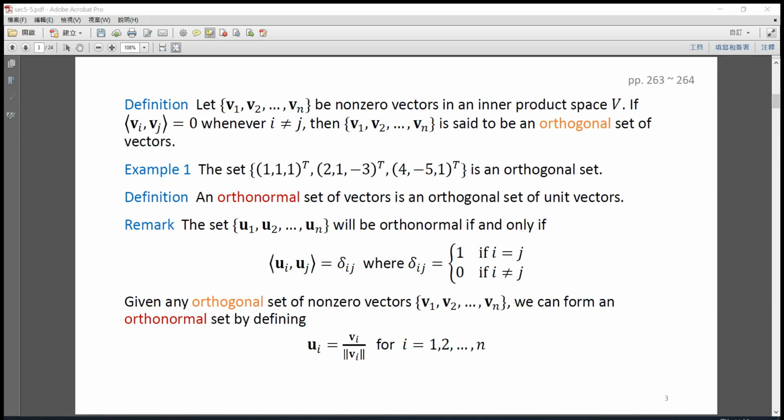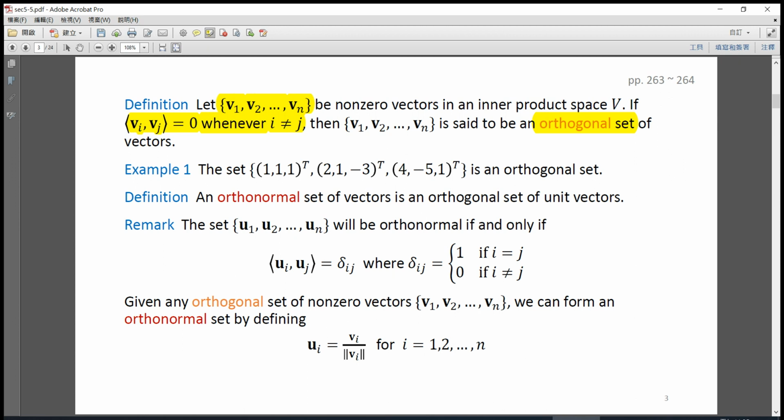First, we quickly review the definitions of orthogonal sets and orthonormal sets. Let the set of v1, v2 up to vn be non-zero vectors, and the set is said to be an orthogonal set if different vectors in this set are orthogonal to each other. That is, the inner product of vi and vj equals 0 whenever i is not equal to j.